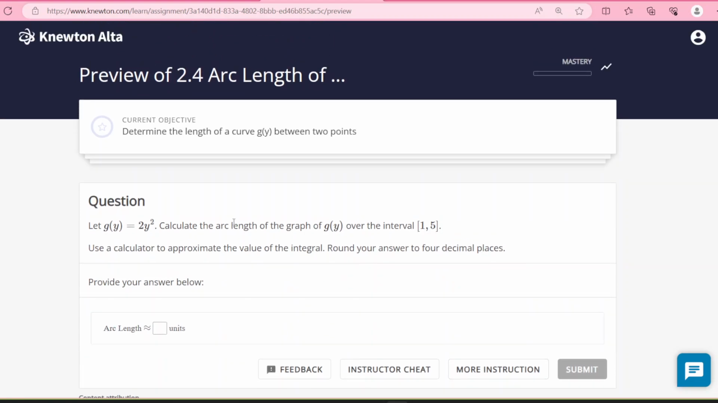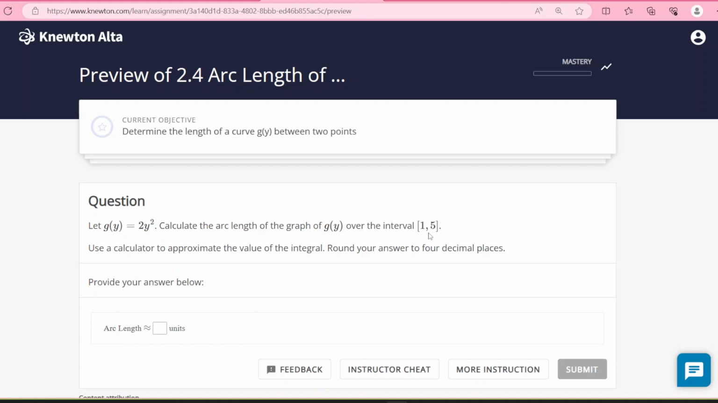Alrighty. So this first objective, determine the length of a curve given as a function of y, where x is a function of y between 2 points. So they're telling us to let g of y, or x, equal 2y squared. We're going to calculate the arc length, right, the length of the curve over the interval 1 to 5.